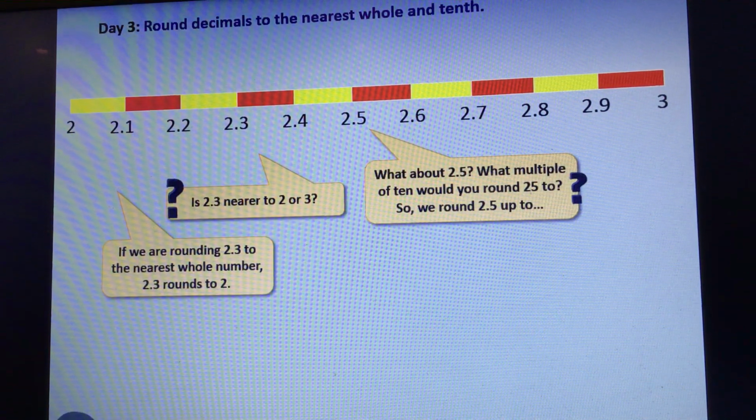Don't forget, if we had 25 and were rounding it to the nearest 10, we'd round it up, wouldn't we? We always round up if it's slap bang in the middle. So if you round 25 to 30, we'd round 2.5 up to... I can't hear you. Yes, that's right, 3.